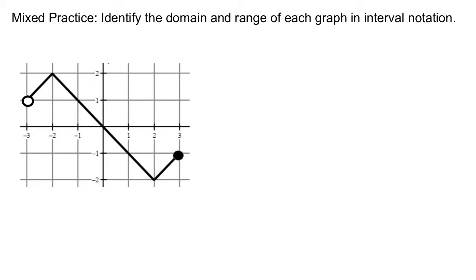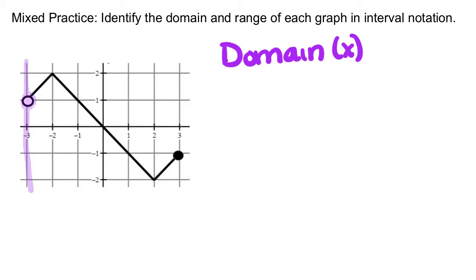So for this example, I first have the domain, which is my x values. So the furthest to the left it extends is this point right here. So it limits at -3.